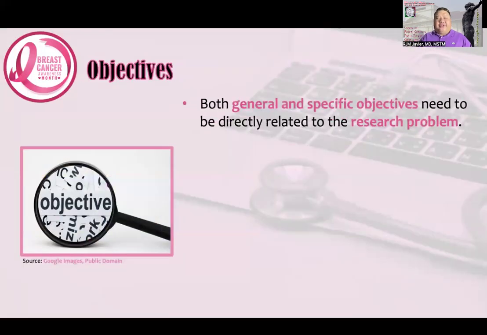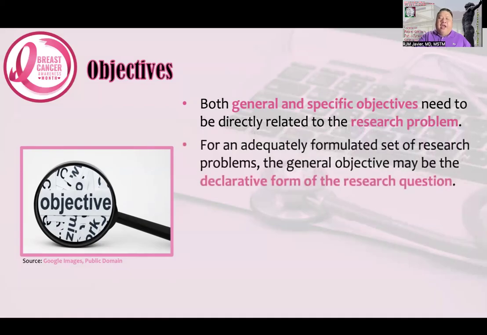Now, objectives will have to, again, meet the SMART criteria. When I say SMART, it must be specific, measurable, attainable, realistic, and time bound. Both general and specific objectives need to be directly related to the research problem. For an adequately formulated set of research problems, the general objective may be the declarative form of the research question.